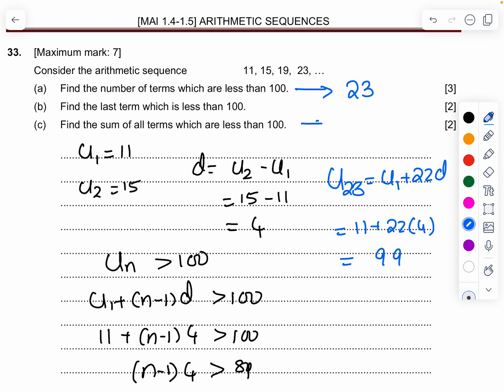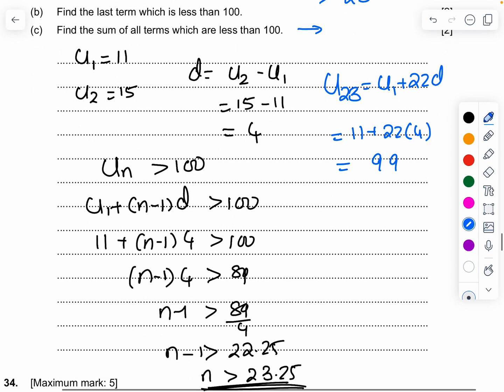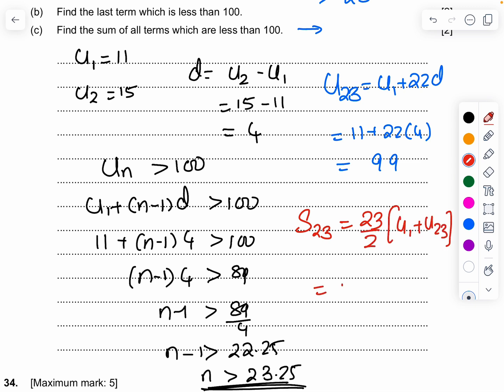Find the sum of all the terms which are less than 100. So how many terms are there? 23 terms. So you have to find S23. 23 by 2, U1 plus U23. So 23 upon 2, U1 is 11, U23 is 99. So simplify that, you should be getting 1265.